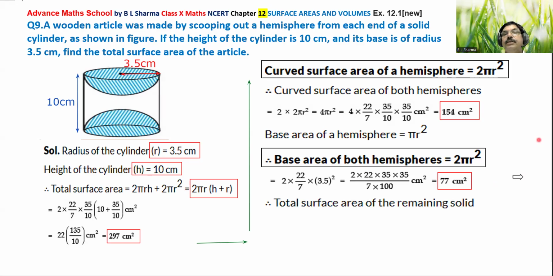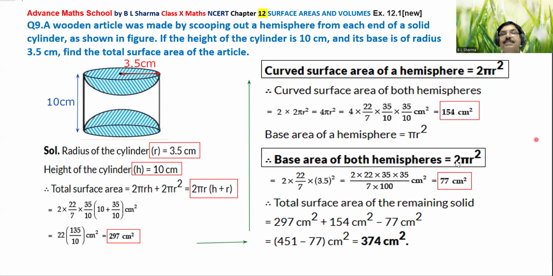So total surface area of the remaining solid that is 297 plus 154 minus 77 centimeter square. That is, that's all for this question.